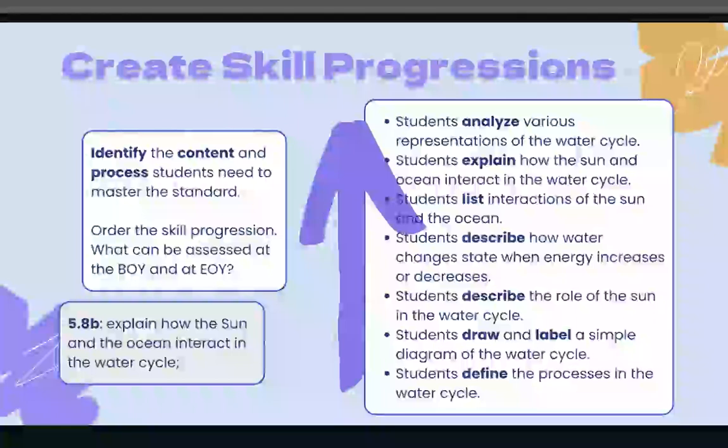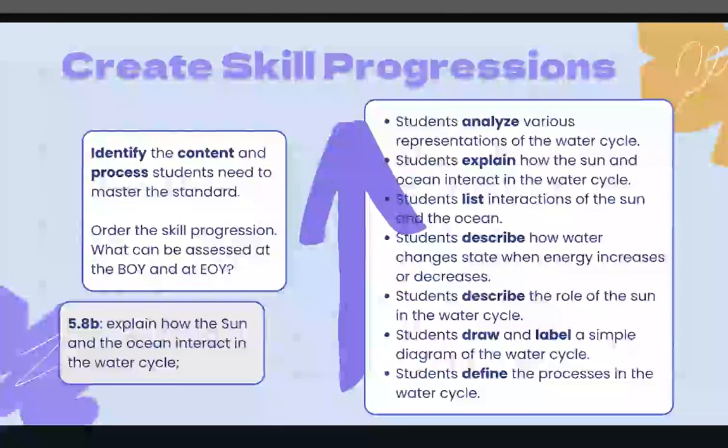So explaining how the sun and ocean interact in the water cycle. That's a very broad standard. So what does that actually mean if a student could explain how the sun and the ocean interact in the water cycle? Well, number one, could they just define the processes of the water cycle, right? So if you look over on the right side of the slide, I'm starting at the very bottom with just, do you have some vocabulary around water cycle? Do you know what evaporation is and condensation?